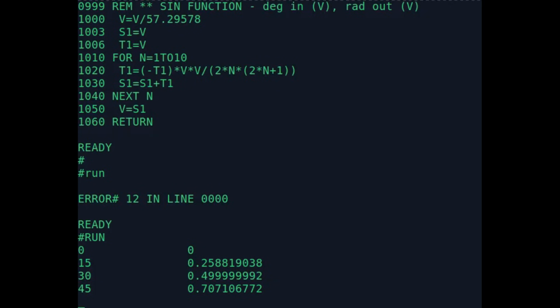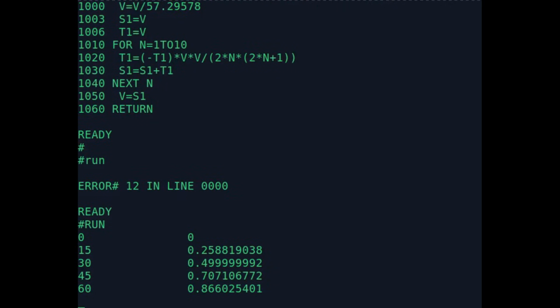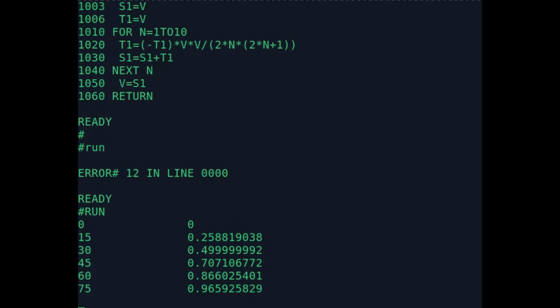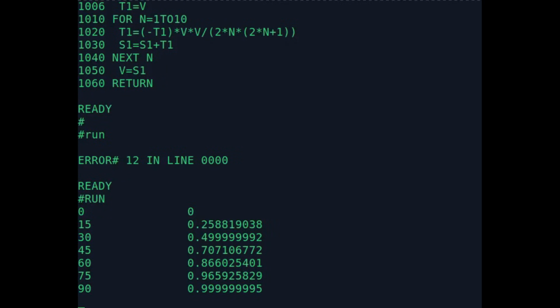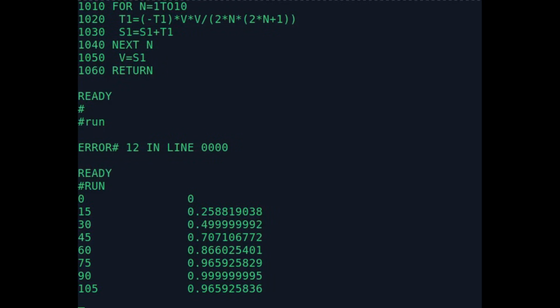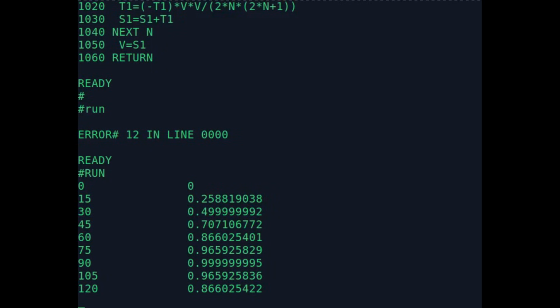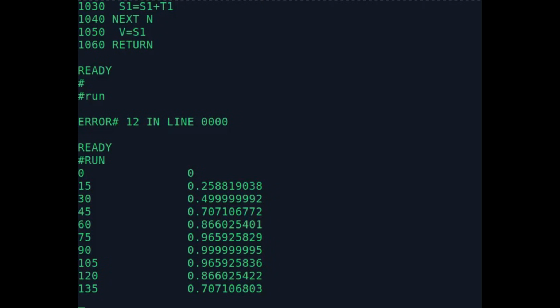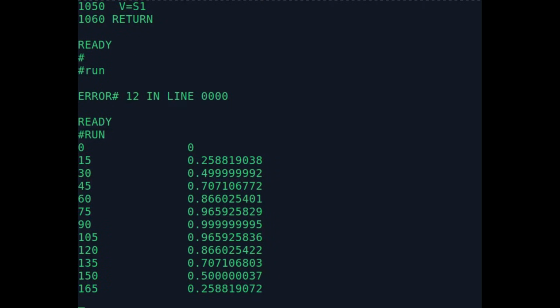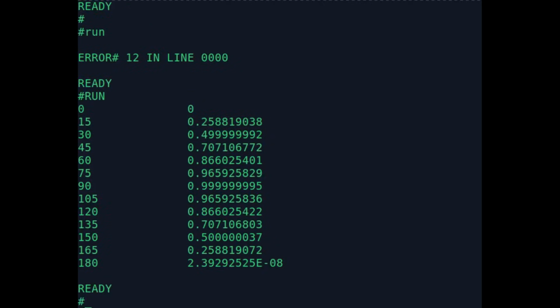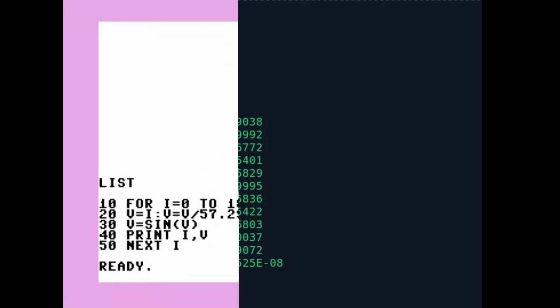And so we go. Already just looking at 30, we can tell that there's a slight accuracy problem here. Not too bad, though, when you think about it. 90. And 150, which should be just plain 0.5. And 180, which should be 0, but is essentially 0 if you move that decimal over 7, 8 places.